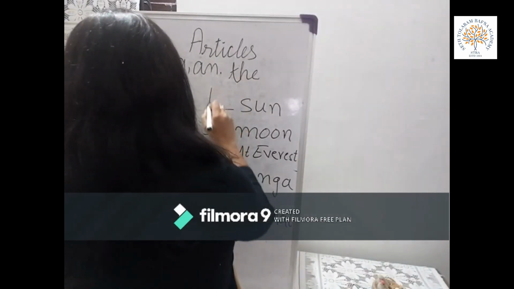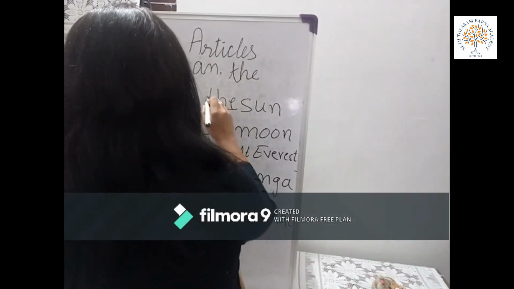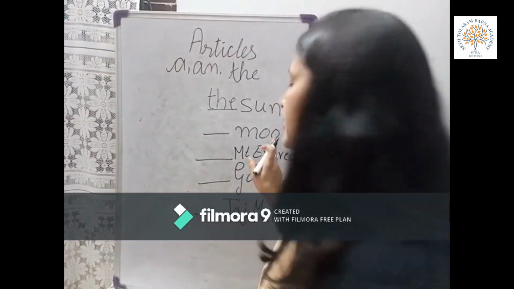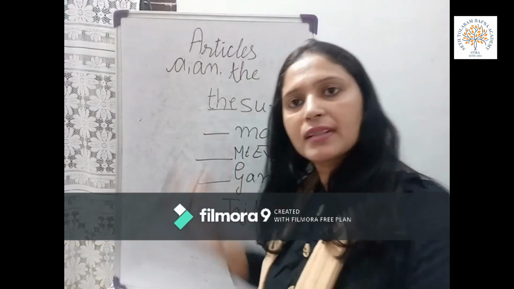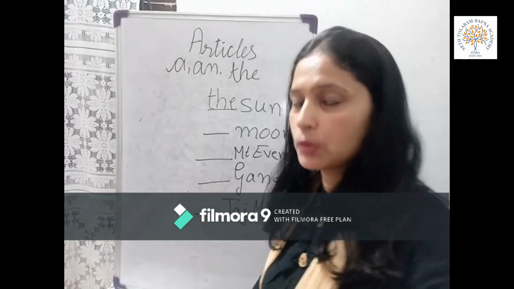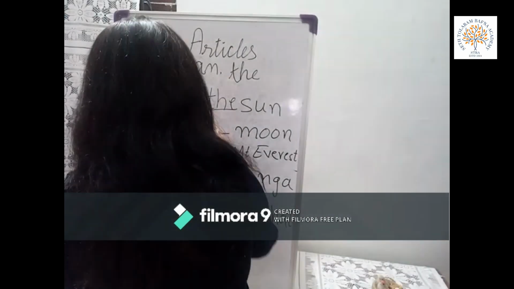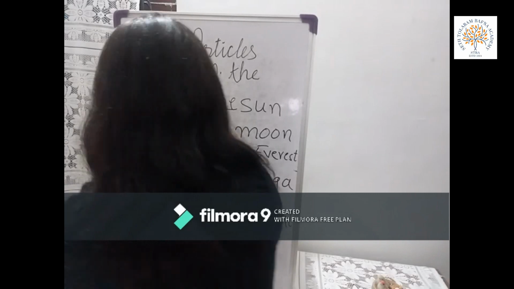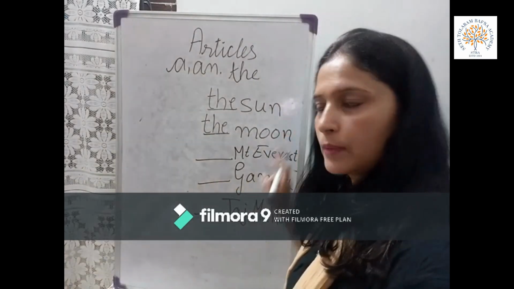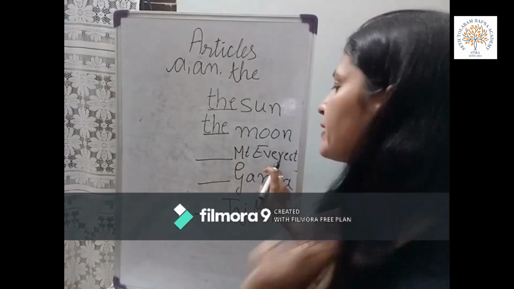The sun. Now the second is moon. Tell me, how many moons are there in our universe? 2, 3, 4, 5? Yes, I know, you know there is only one moon. So in this case we will write the moon. We will not say a moon or moon, but we will say the moon. So I am writing T-H-E, the moon.